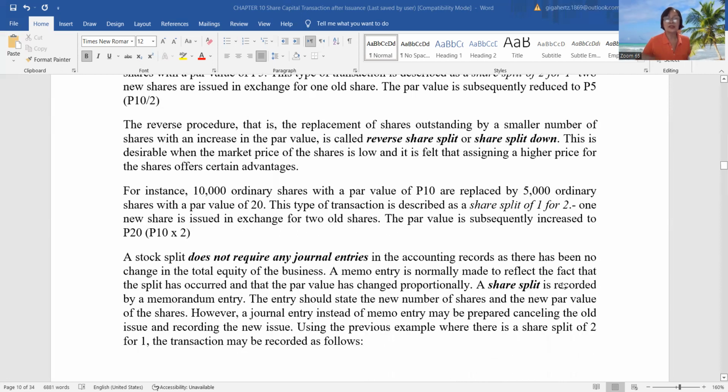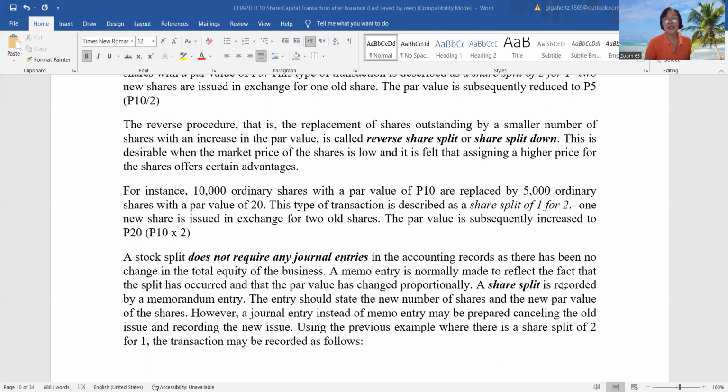A stock split does not require any journal entries in the accounting records as there has been no change in the total equity of the business. A memorandum entry is normally made to reflect the fact that the split has occurred and that the par value has changed proportionally. A share split is recorded by a memorandum entry. The entry should state the new number of shares, and the new par value of the shares.